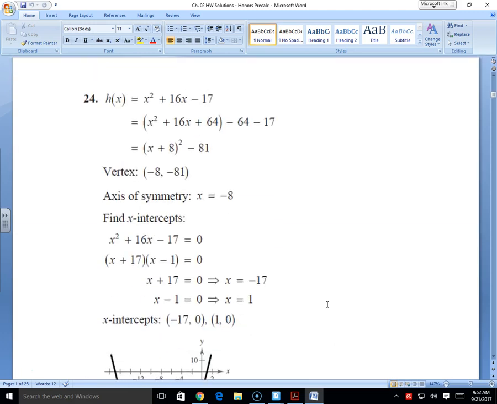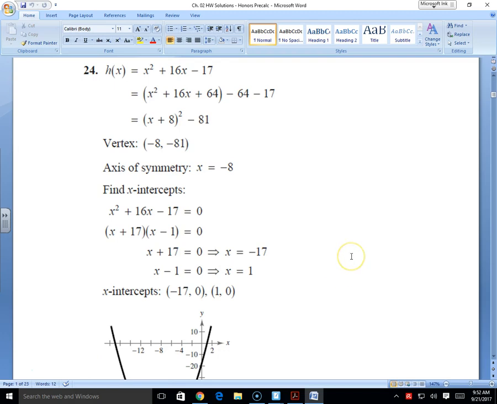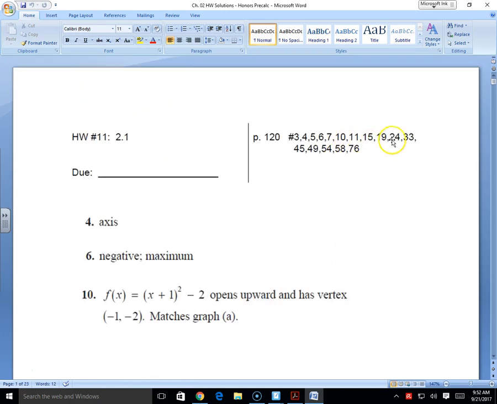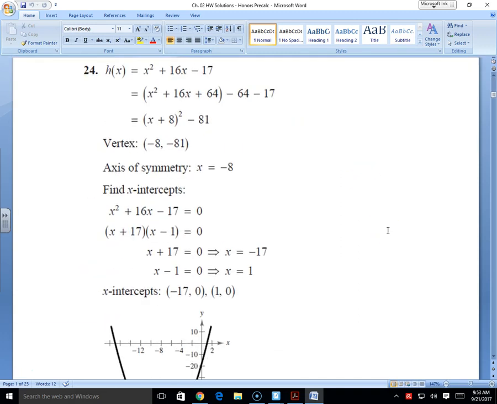Okay, number 24 is a bit of a party. Let me give you guys a second. But it wasn't. Oh, you did? Yeah. I had 24, and 54 and 58 and 76. Lo siento.